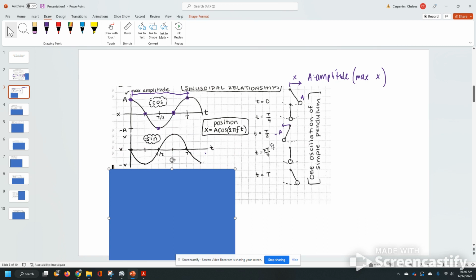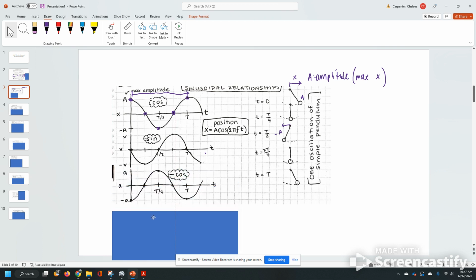Once we're halfway through the period, we stop momentarily and then start swinging back to the right until we get out to our maximum again. So that's what the shape of our velocity looks like. If we start with a cosine graph, our velocity will be a negative or a flipped sine graph.